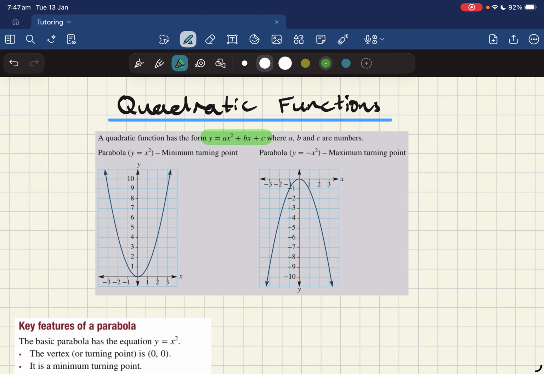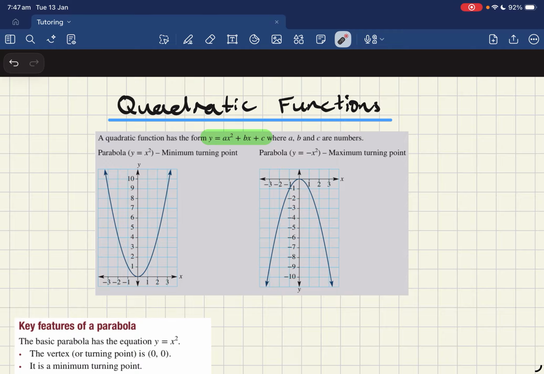are numbers. Now, the main thing that sets a quadratic apart from other graphs is the fact that the highest power is this 2 here. So anytime you see something in the form of x squared and then something else on the other side where the powers are smaller than 2, this is going to be a quadratic.